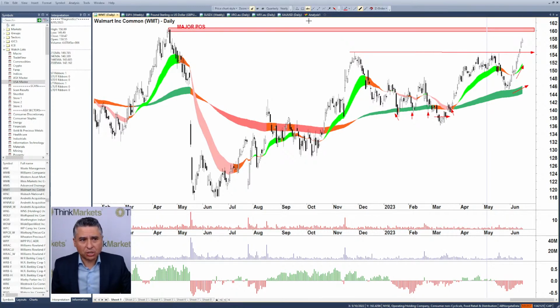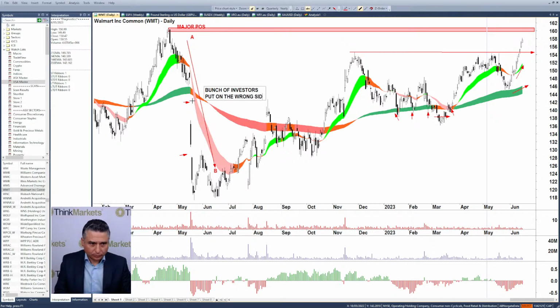How do you know it's going to be a major point of supply? Well, look what happened last time. The only way you can get from point A to point B is if there is a huge amount of supply, and even a couple of big gaps through here just means that you've got a bunch of investors really put on the wrong side and put into losing trades, right?